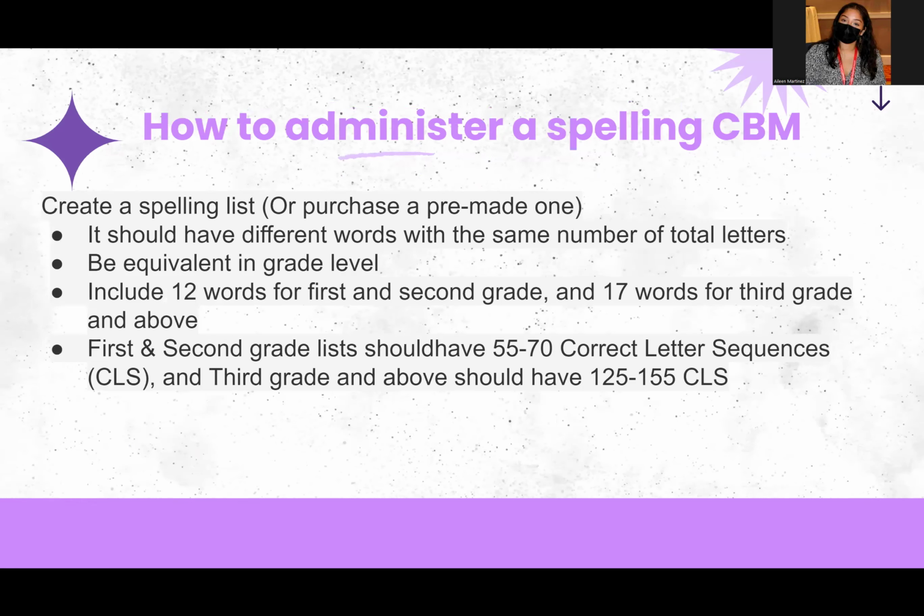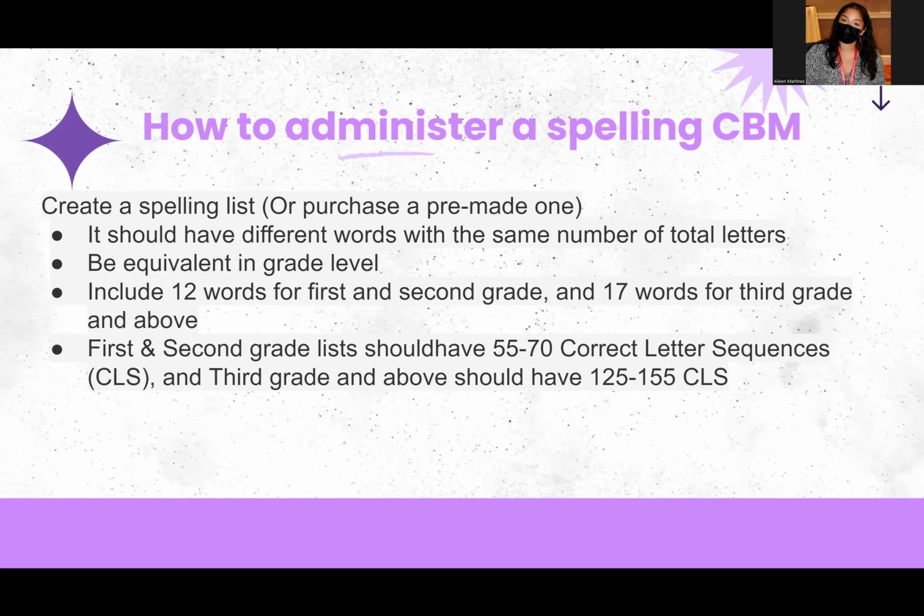So how to administer a spelling CBM? Basically, you would create or purchase a pre-made spelling list. So this would have a bunch of different words with the same number of total levels. This can go anywhere really from 12 to 17 words, depending on what grade. As we see, for first and second grade it's 12 words and 17 words for third grade and above. It's really important that these are at the same grade level that you want your student to be at, or else you will not get an accurate score.